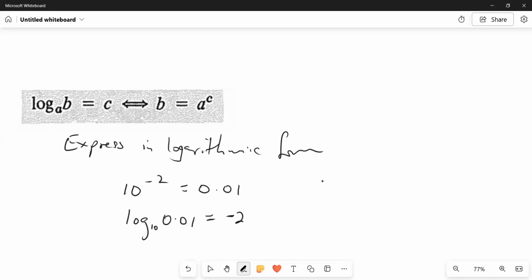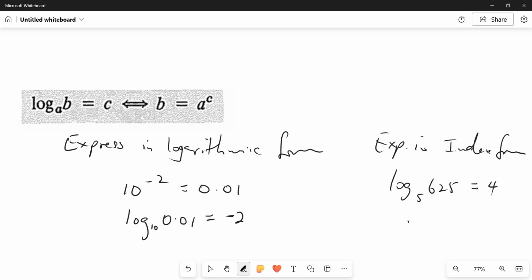All right. Alternatively, if you want to express in index form, right? And you have something like this. The logarithm of 625 with a base of 5 equal to 4. Well, it means that 5 to the 4th power equal 625. Think you're getting the knack of it?